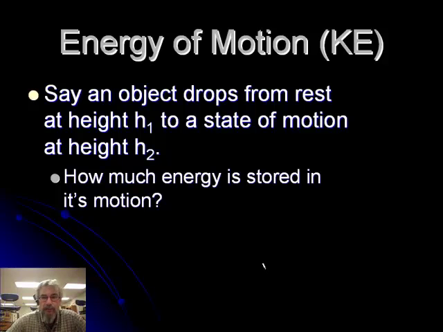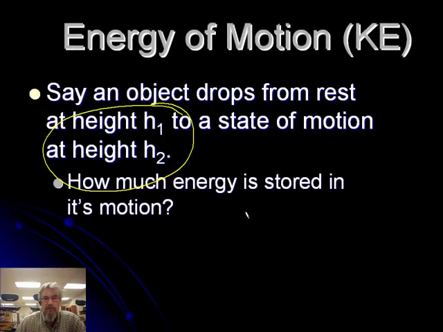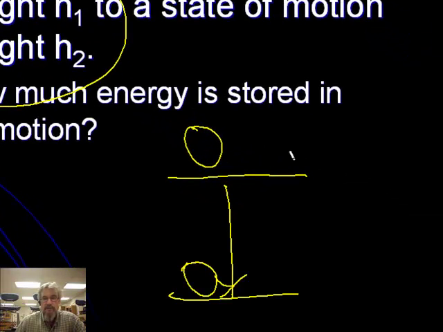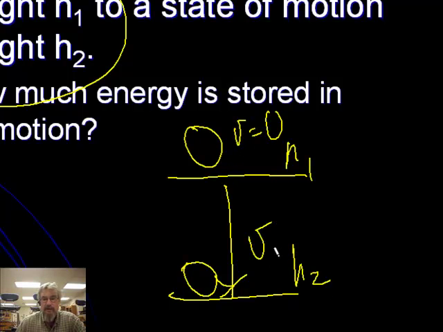Well, what we're going to do next here is we're going to try and come up with a way of quantifying what the energy is that's stored in the motion of an object. And the way we're going to do it is we're going to pose this situation that's described here. We have an object that starts out at rest. It drops through some distance from height 1 to height 2. And here, obviously, it has no velocity. And down here, it's going to have some final velocity that's non-zero. The question is, how much energy is stored in the object's motion?